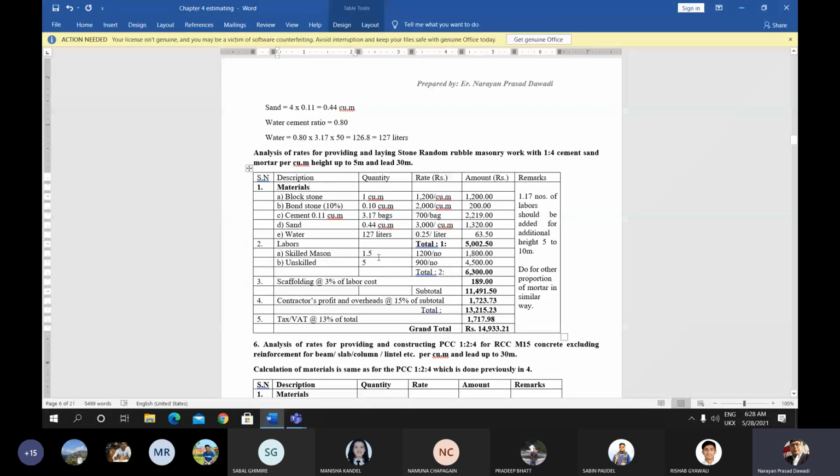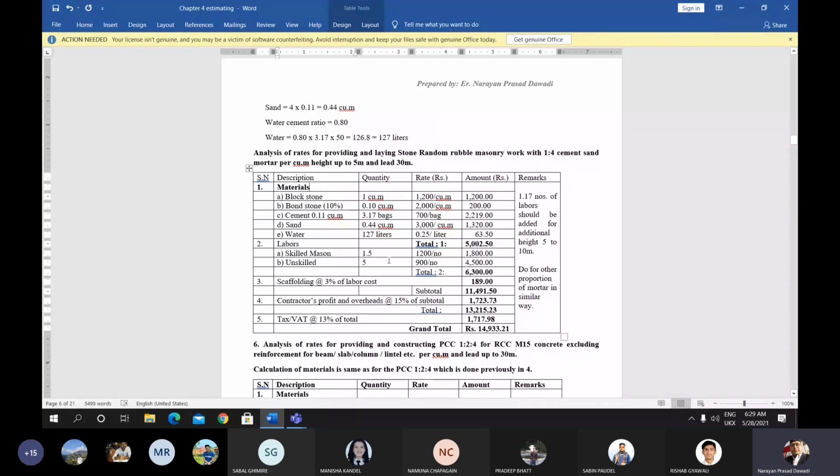The mason only lays the stone wall, and a lever is used to lift the stone to the place, and then the mason bonds it by using the mortar. So the quantity of labor required is more than that of the brick masonry work. In brick masonry we have the number 2.2, but for the stone masonry work the labor is 5 numbers, because extra labor is required for carrying and breaking the stones into shape.